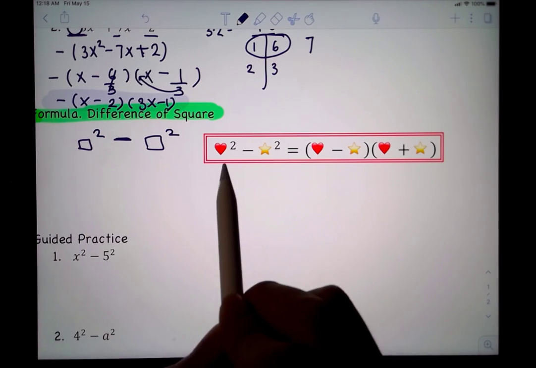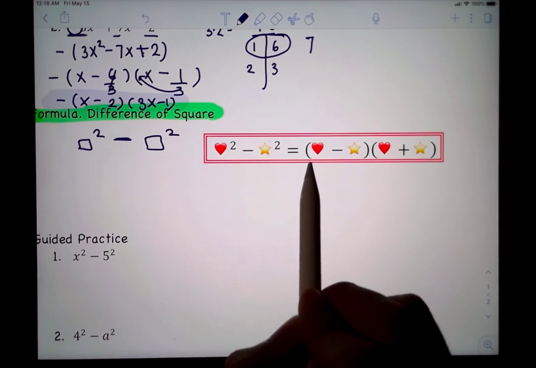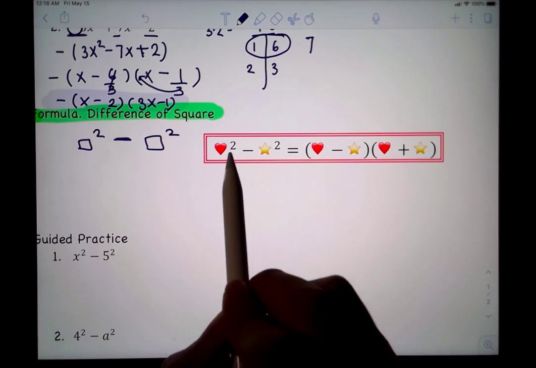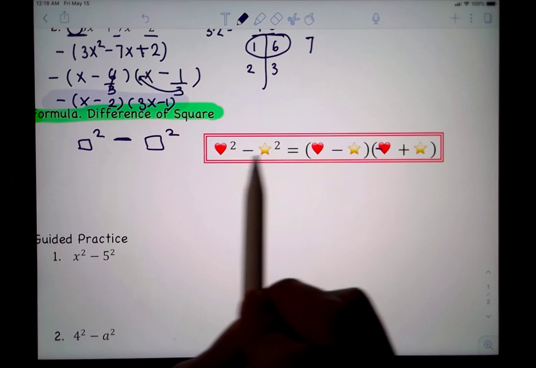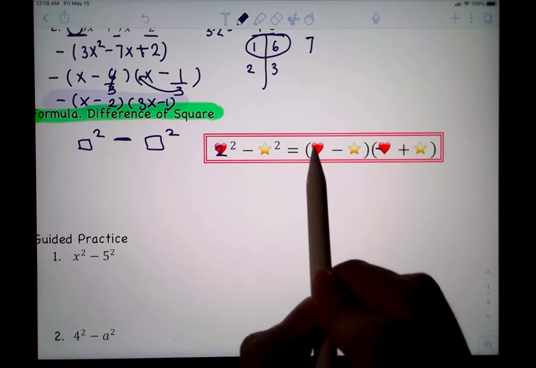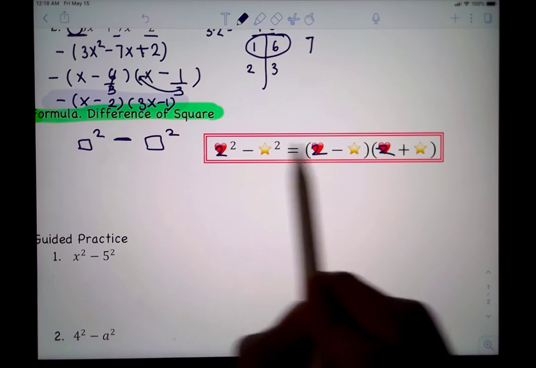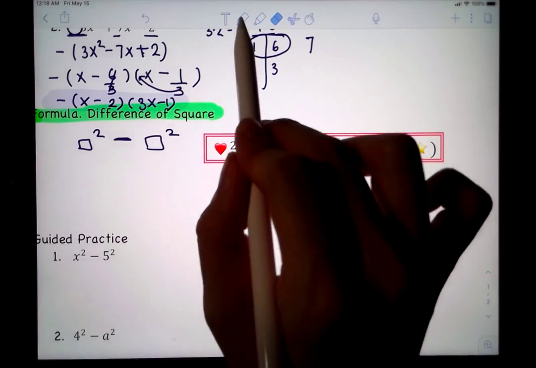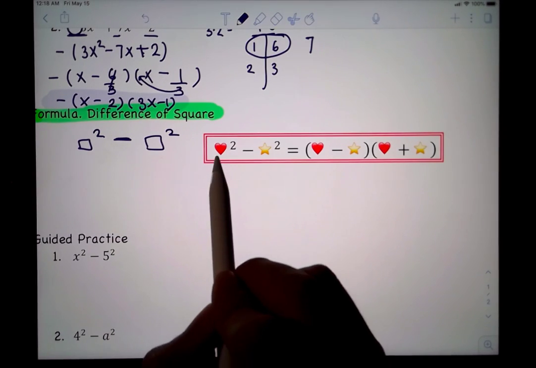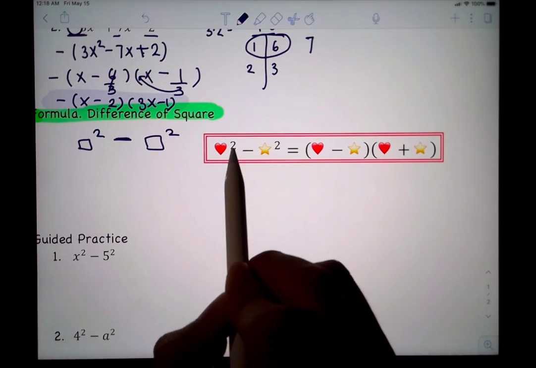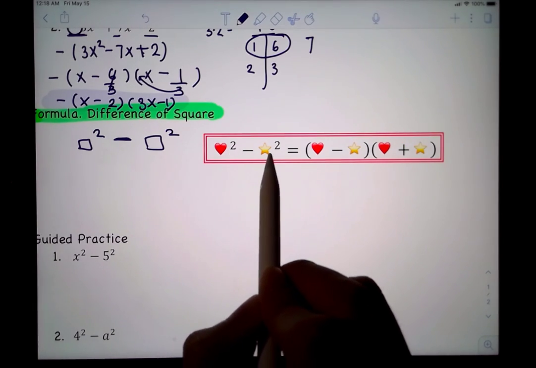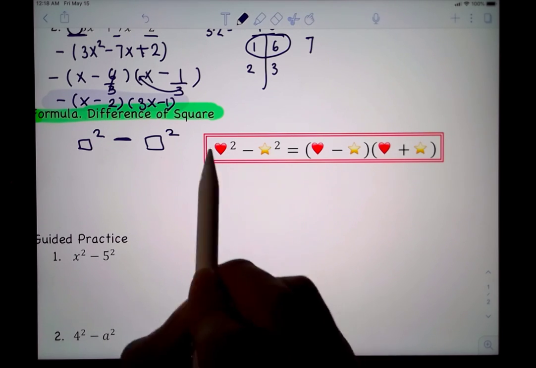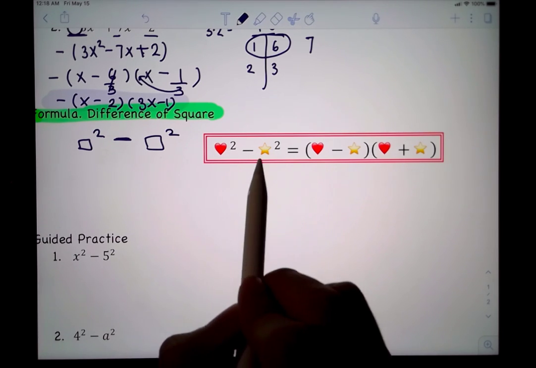So I just wrote the formula over here. I put a heart, so that means the heart goes like a placeholder. If you had 2 here, then it will be 2, 2, like this. So that replaces the same number or letter, all right? When you get heart squared minus star squared, square minus square, we call it difference of squares.